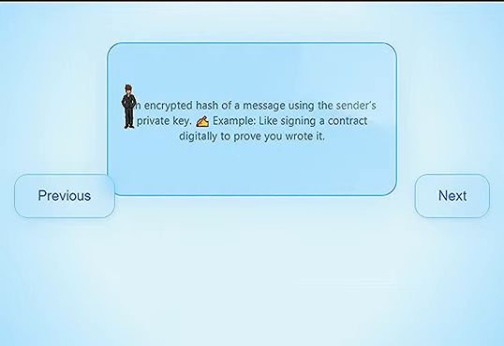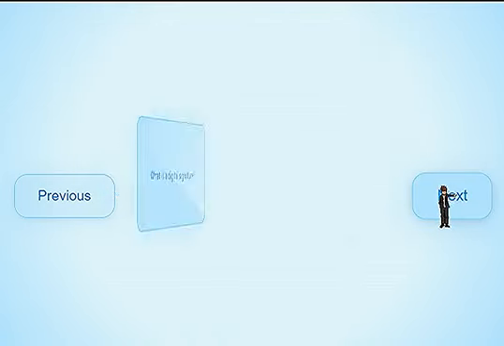A digital signature is a way to authenticate the identity of the sender of a message. It works by using the sender's private key to encrypt a hash of the message. This creates a unique signature that can be verified by anyone with the sender's public key. This is similar to signing a contract digitally because it proves that the sender wrote the message and that it hasn't been altered.